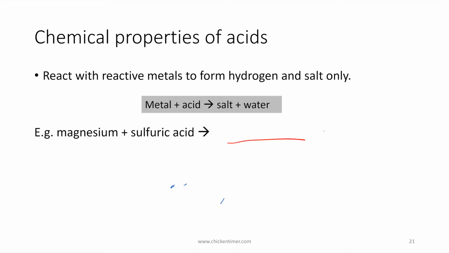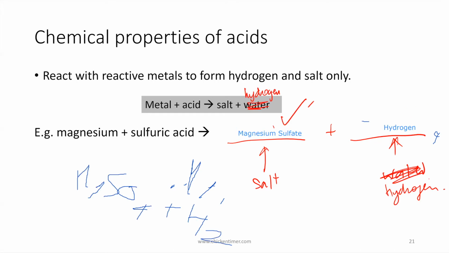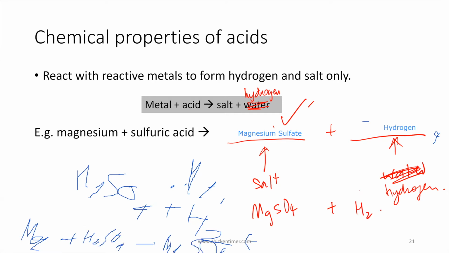Fill up this. This is the salt. This is the water. Fill in the names first. Then write the full equation. So this is your magnesium sulfate, then plus hydrogen gas. Is it balanced?